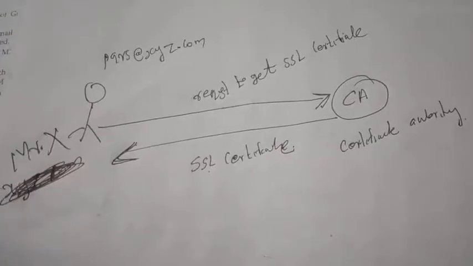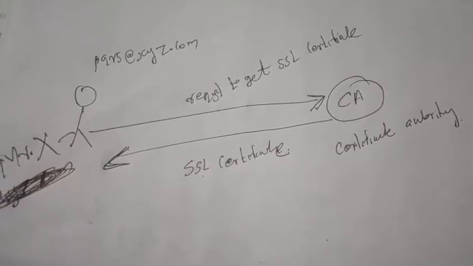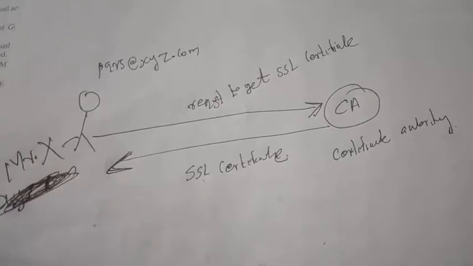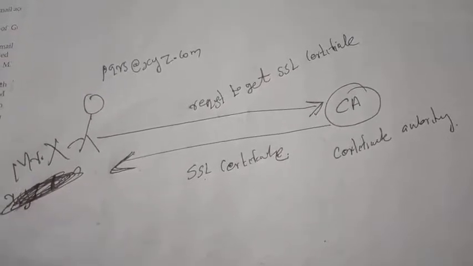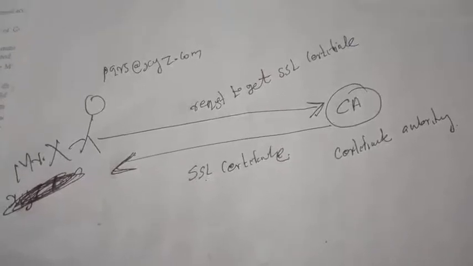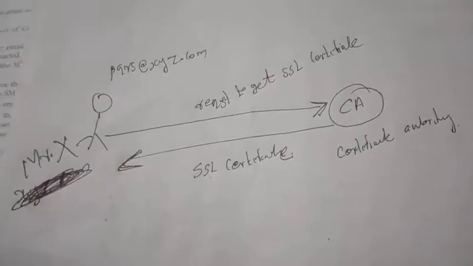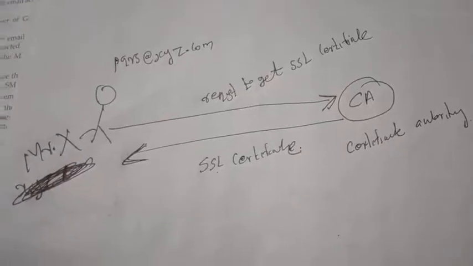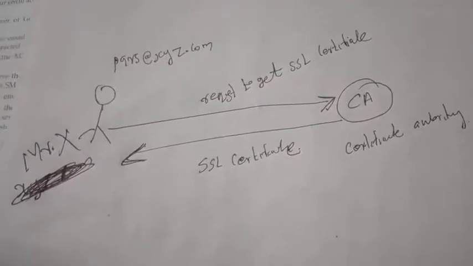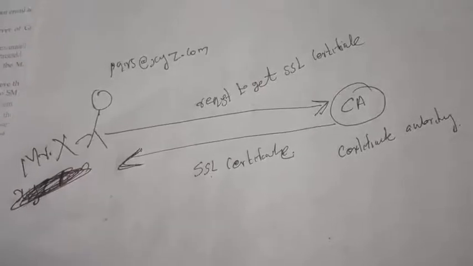That certificate authority first validates Mr. X, to check whether Mr. X is a person or a robot. First we identify that all the workings are genuine. So the certificate authority validates many things. After the whole validation process, if Mr. X passes, then the certificate authority gives the SSL certificate to Mr. X.